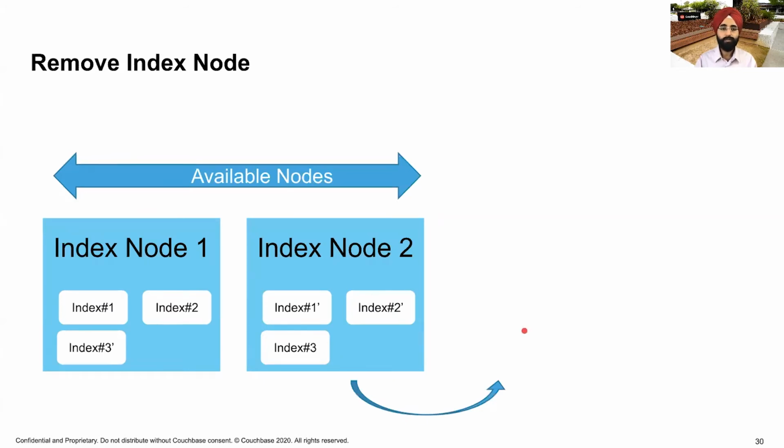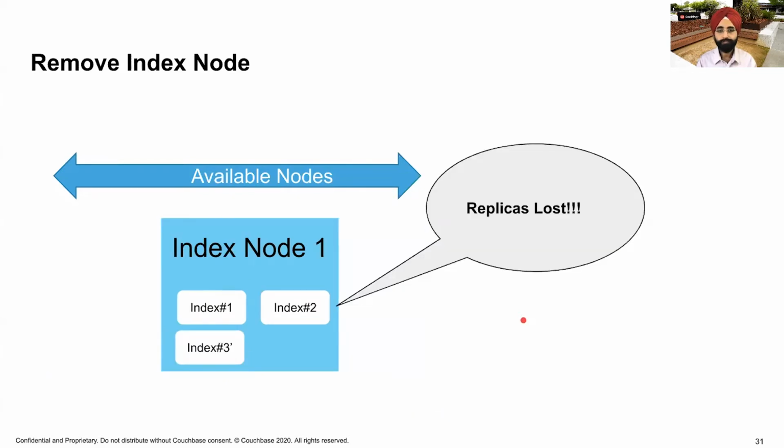Now let's look at another example of remove index node. Again, there are 2 index nodes and there are 3 indexes with 1 replica each. So total 6 indexes. Now if index node 2 is moved out of the cluster, the replicas will be lost because there is only 1 index node in the cluster and there are 3 indexes and 3 replicas. So replicas will not be placed on the same index node as the original index. This is something important to note.